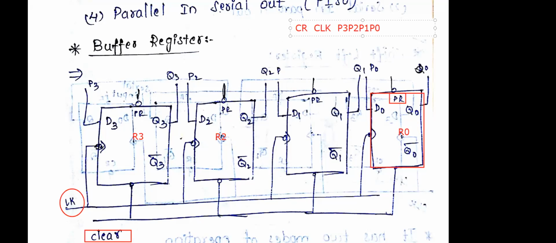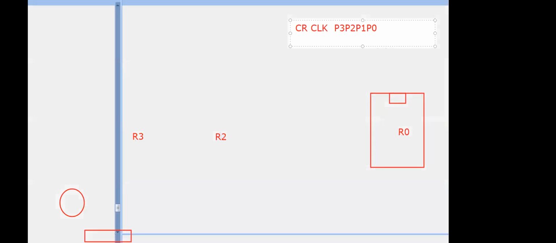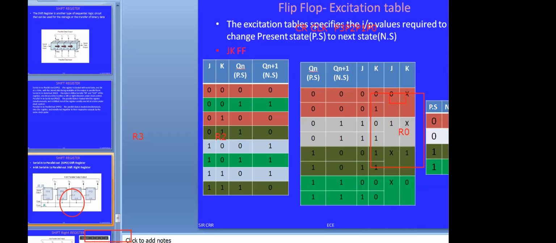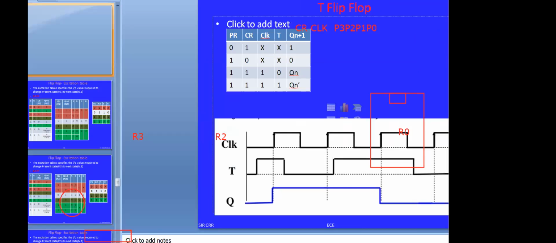Now we are going to write all the conditions. Initially, you have to remember the D flip-flop. What is the D flip-flop? I will show the D flip-flop once again. You have to recall the D flip-flop functional table.